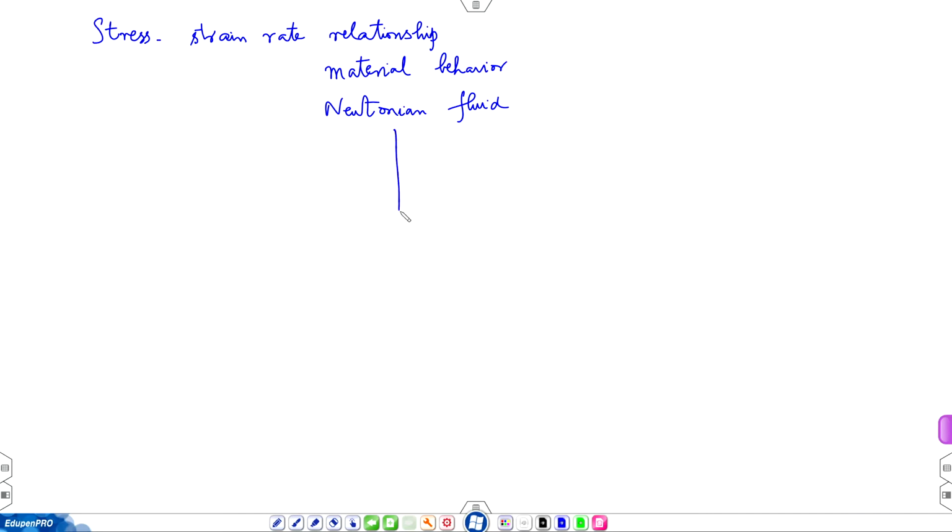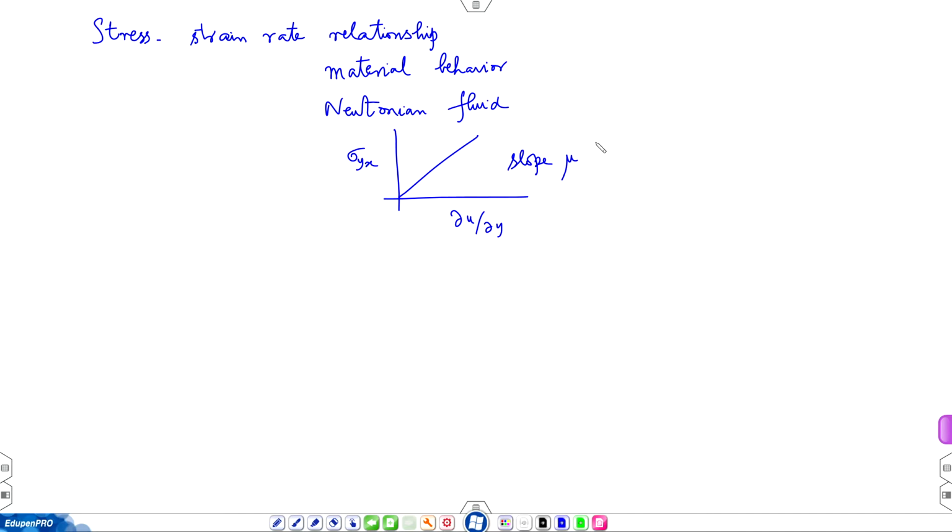So, if you remember the discussion we had, we wrote something like this. The relationship was taken to be linear with a slope equal to viscosity. Which viscosity? Dynamic. When we say viscosity, we mean dynamic viscosity. There is one more viscosity, which is mu over rho, called kinematic viscosity, nu. But when we say viscosity, it is dynamic viscosity.